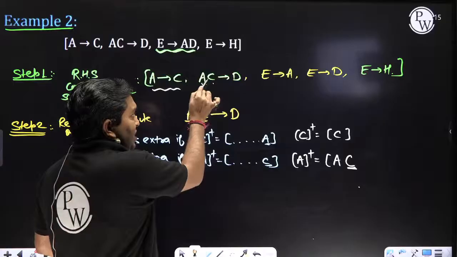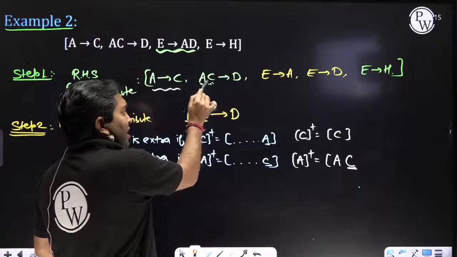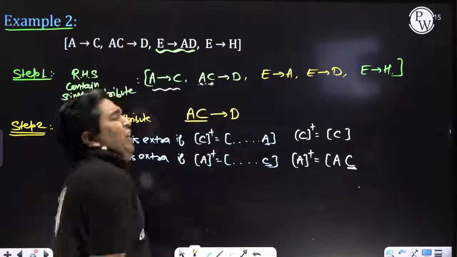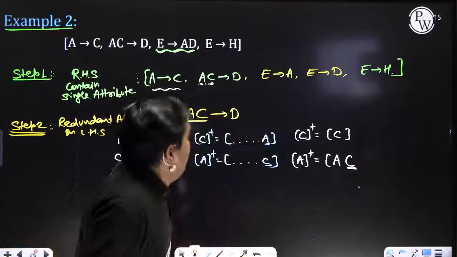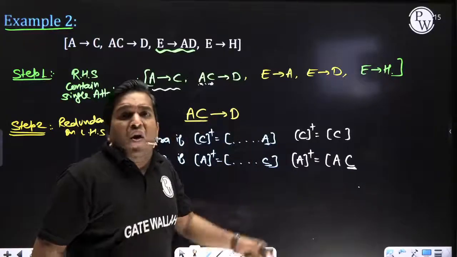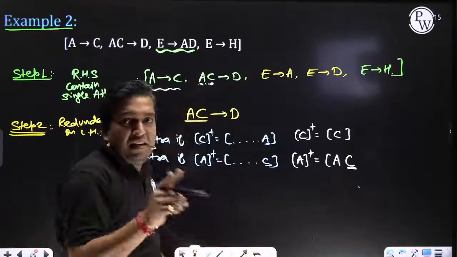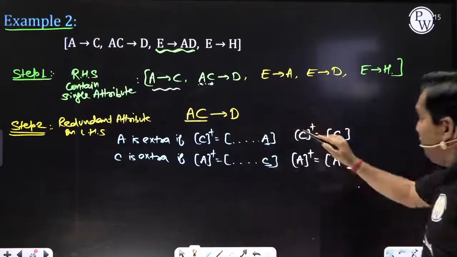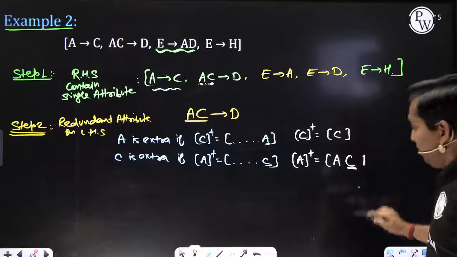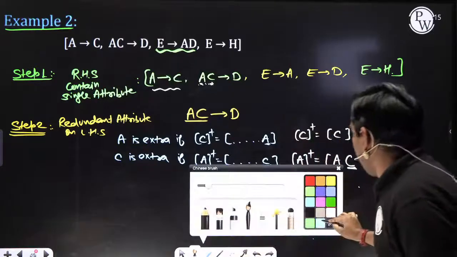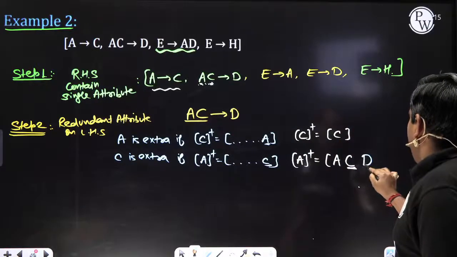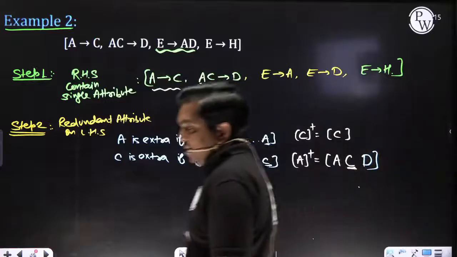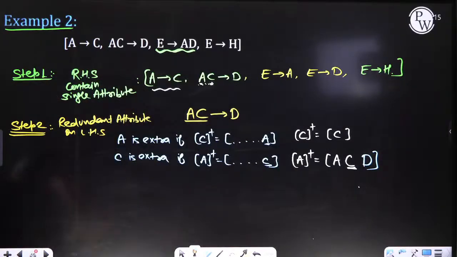Here either A is extra or C is extra. If C plus contains D, then A is extra, or if A plus contains D, then C is extra. So here you can see when you take the closure of A plus, you are getting D also, my dear.